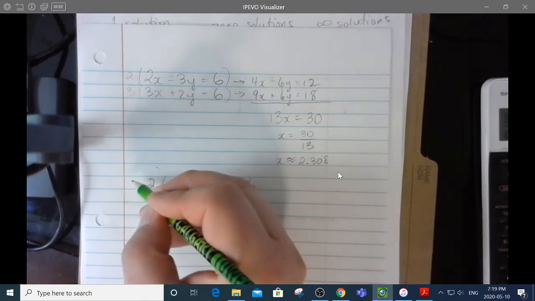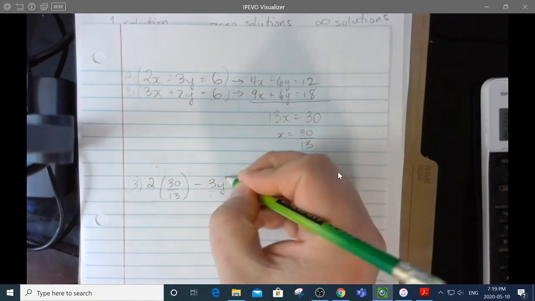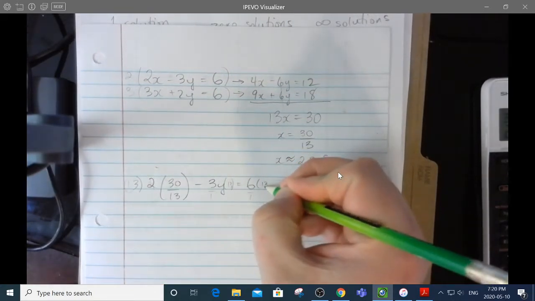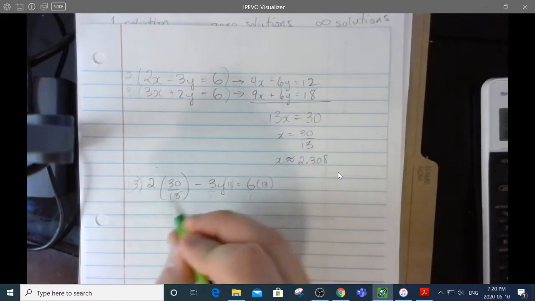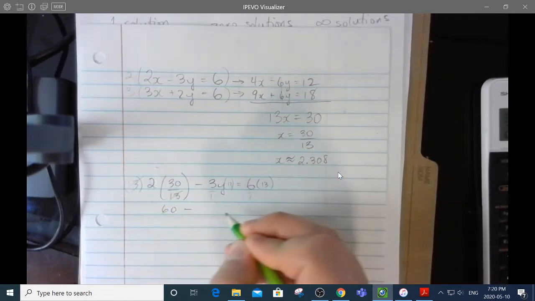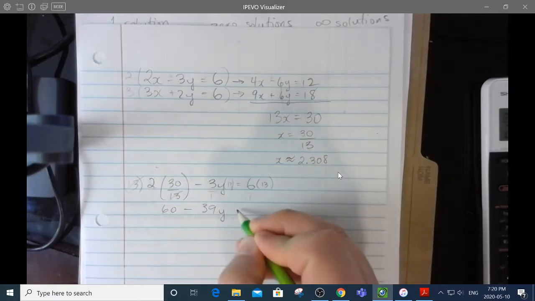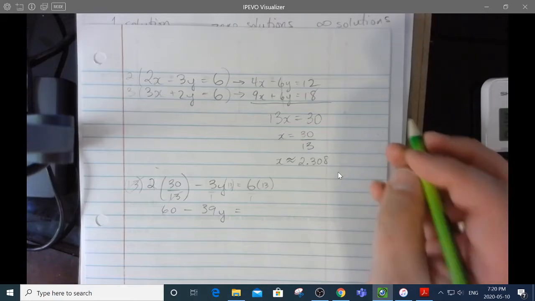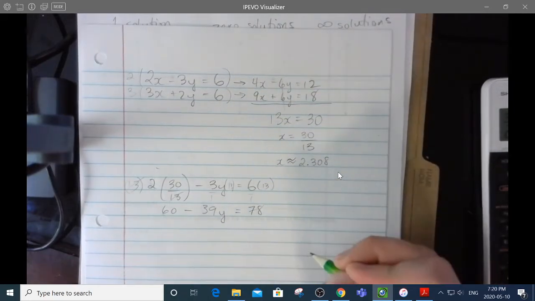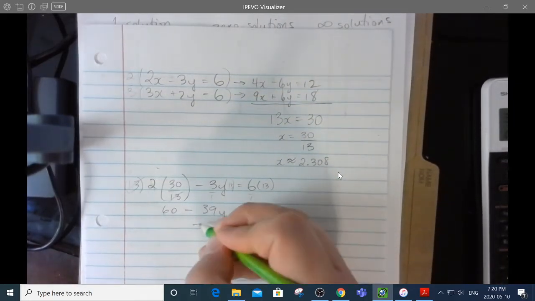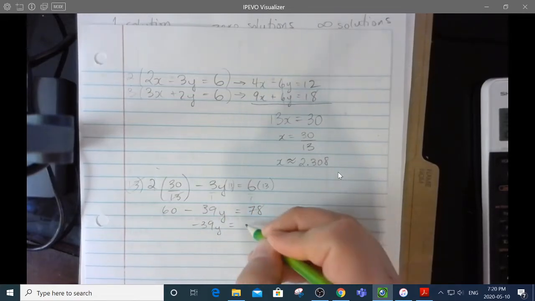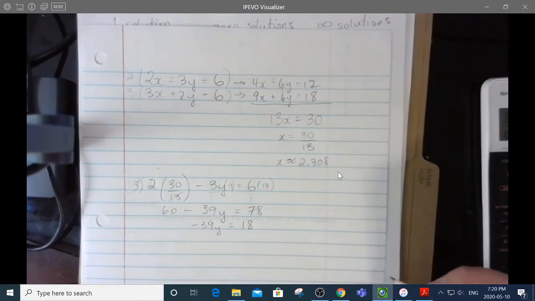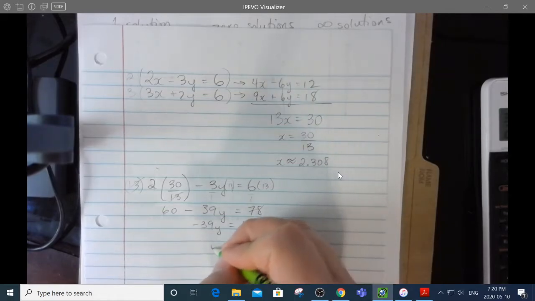So I'm going to times this by 13, and this by 13, and this by 13. And that's going to cancel those 13s and give me 60 minus 39y equals, oh boy, what's 6 times 13? 60 and 18, 78? I hope that's right. And then I'm going to minus 60 from both sides, leaving me 18. And then I'm going to divide both sides by negative 39.